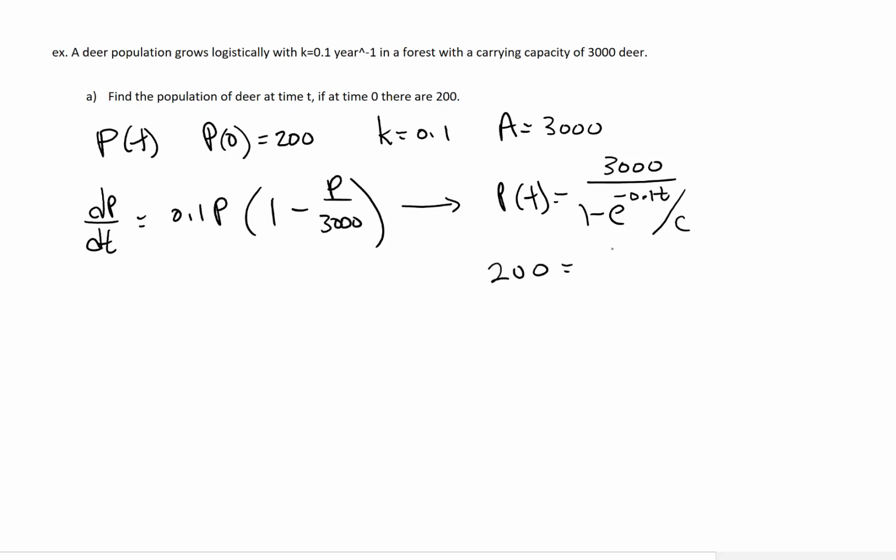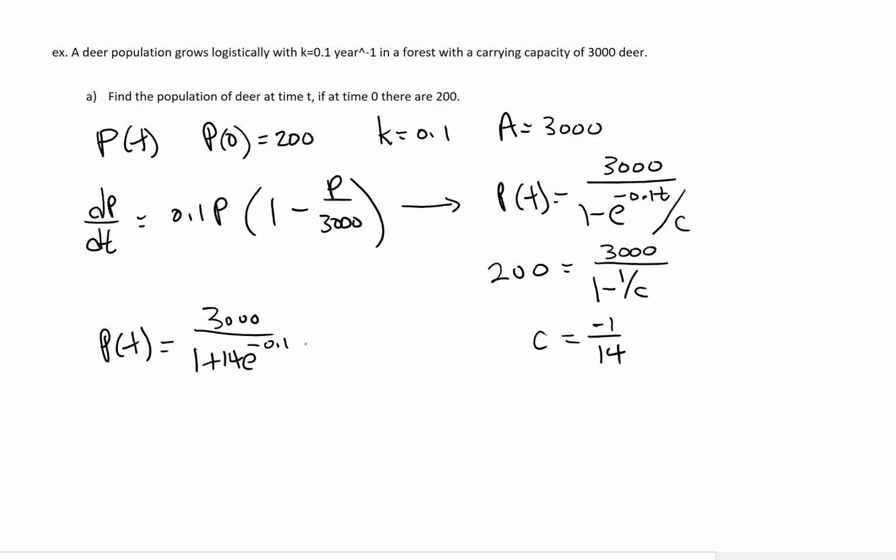And we can put in our initial population of 200, 1 over c, and we're going to solve this almost the exact same way that we did in the last question. You'll end up with c equal to negative 1 over 14, and therefore your population must be 3,000 over 1 plus 14e to the negative 0.1t. And again, create a growth chart that starts off with a population of 200, it goes up exponentially, and then starts to level off, where this a value is 3,000.